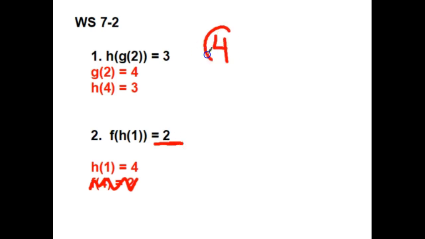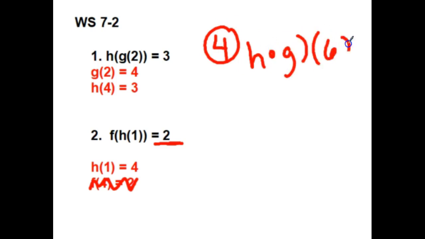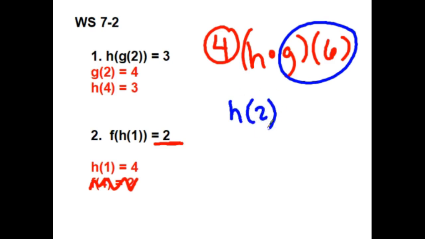Now, 4 looks different. But it means the same thing. You still work inside out. What's g of 6? 2. And so you figure out h of 2. And what's h of 2? And so 1 is your final answer. So it's, I don't know why there's 2 separate notations that both mean the same thing.